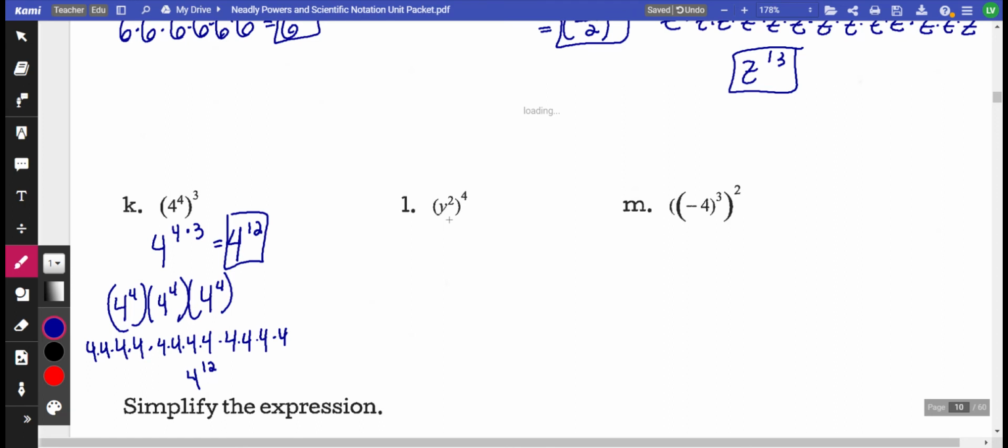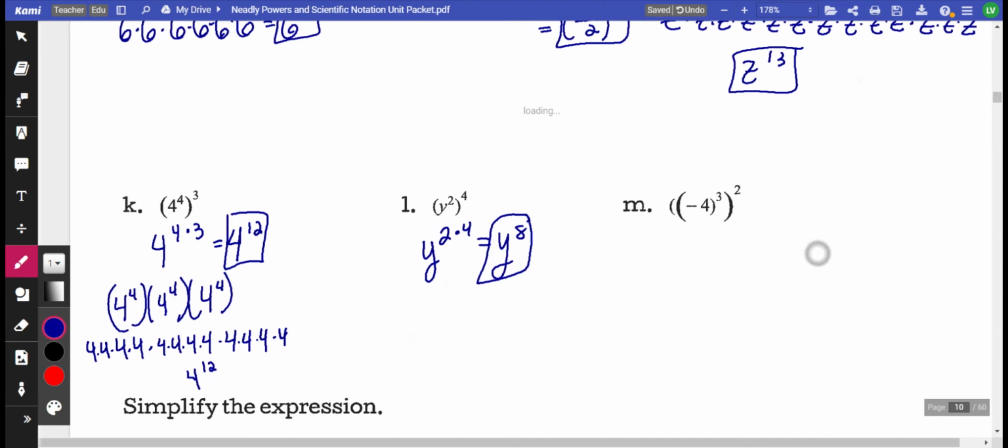Letter L, y to the 2nd power raised to the 4th. Again, we have one base, two exponents, we're going to multiply. Y to the second times 4, that becomes y to the 8th. Again, you can expand it out if you would like.